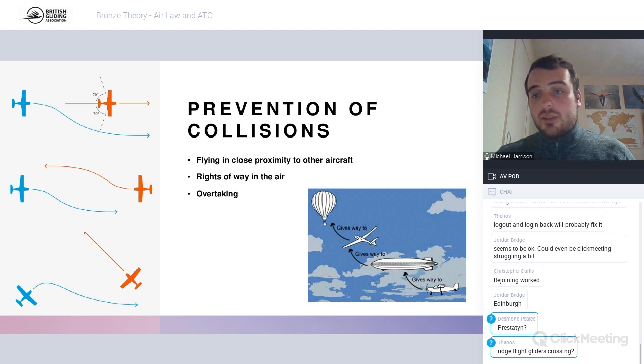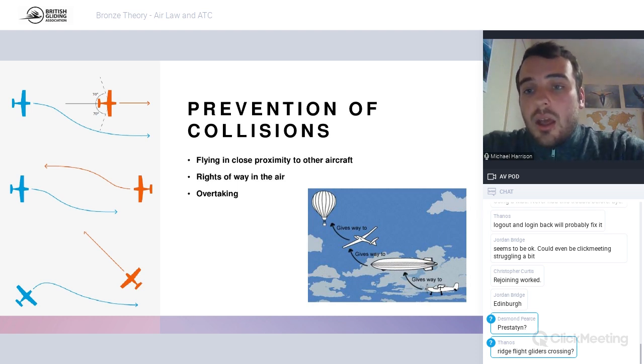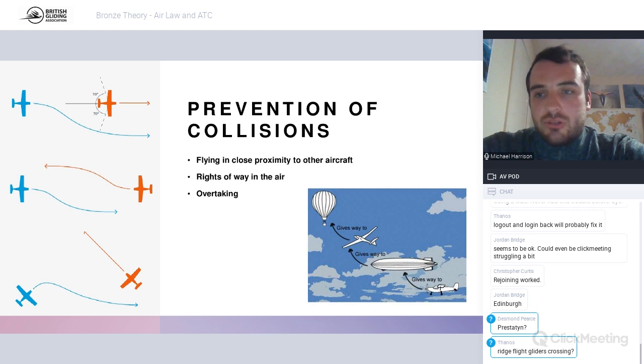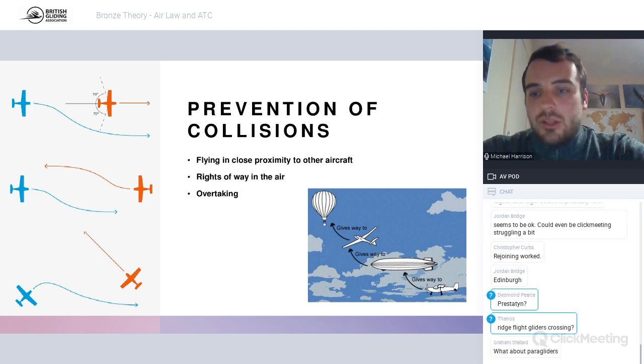They're followed by gliders. Now, the reason why gliders come so high up the list is because if a glider has to substantially diverge from their planned course, they might have to leave an area of lift for an area of sink, and that might then cause them to land out, which wouldn't be ideal. So that's why everything except for hot air balloons is supposed to give way to us. That doesn't mean that you should just fly along and not care about anyone else in the air. Obviously, be a considerate pilot, but you do technically have right of way.